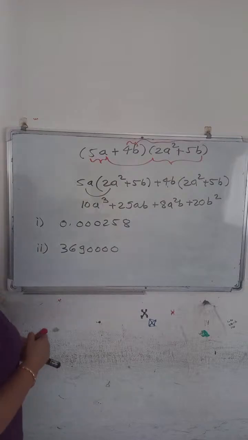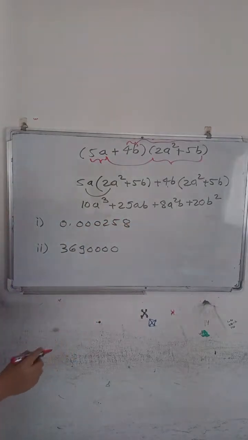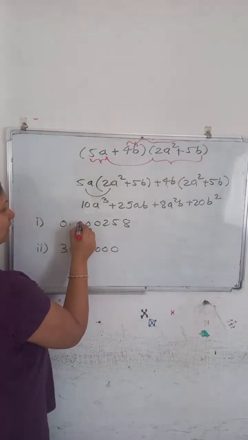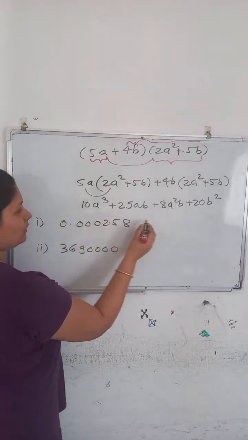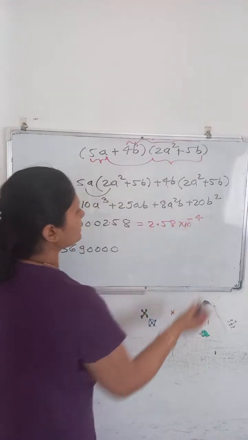Now here the decimal we have to shift towards the right. We are going towards the right, which means powers will become negative. So here I want to place the decimal over here. So how many jumps? 1, 2, 3 and 4. So I will write 2.58 into 10 raised to minus 4.